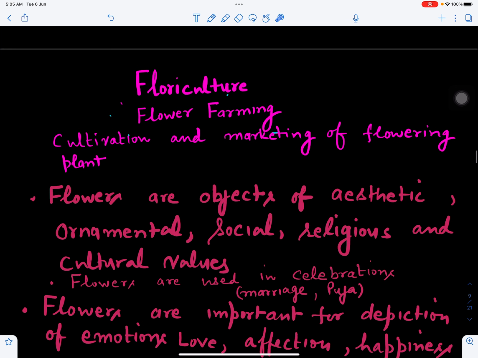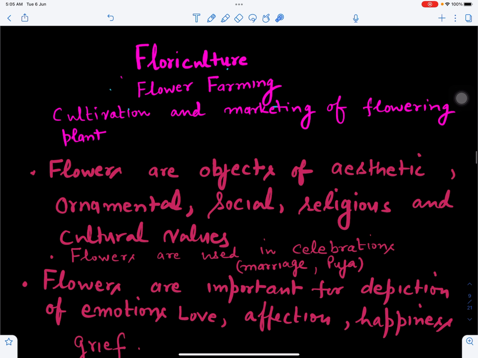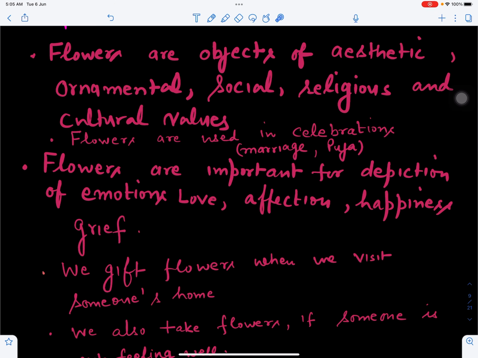Now this study of flowers is called flower farming. We are growing the flowers, then the flowers appear, then we take them to the market, then they are sold. This whole process dealing with flower farming, cultivation, growing, marketing, and their different uses is called floriculture. Now these flowers, as we discussed, are objects of aesthetic, ornamental, social, religious, and cultural values.